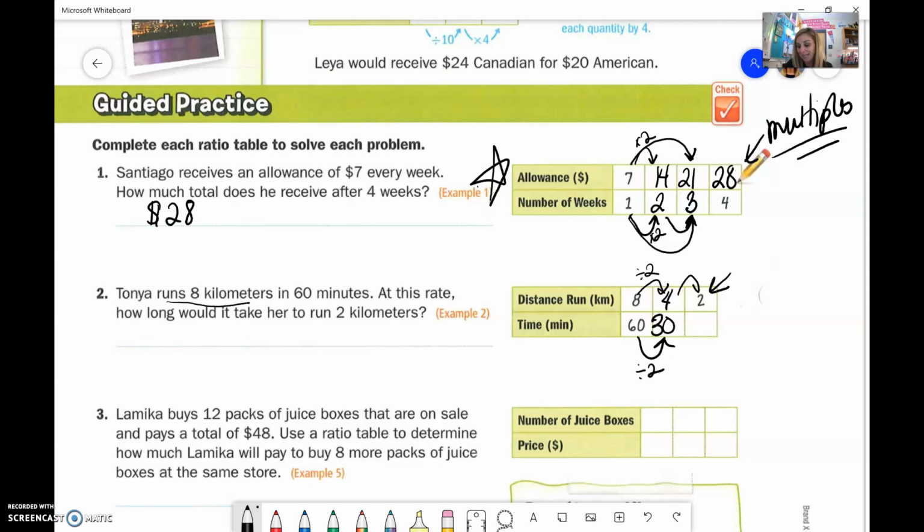Now, can I get from 4 to 2? Yes. How do I do that? I can divide it by 2. Since I can divide this by 2, I have to make sure that I can divide my bottom by 2. Yep, 30 divided by 2 is easy, which gives me 15. So in 15 minutes, she is going 2 kilometers.